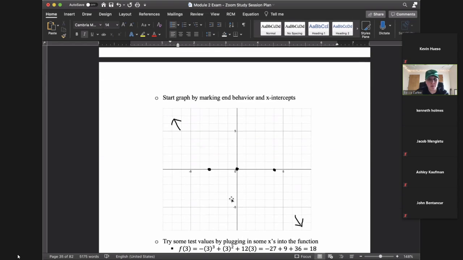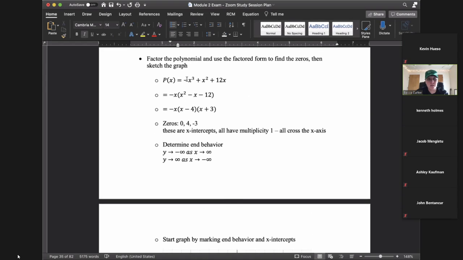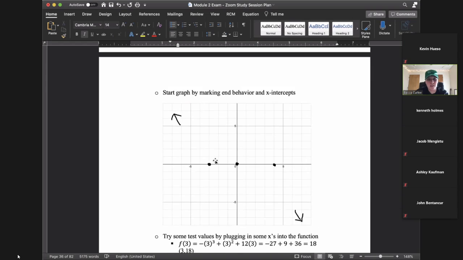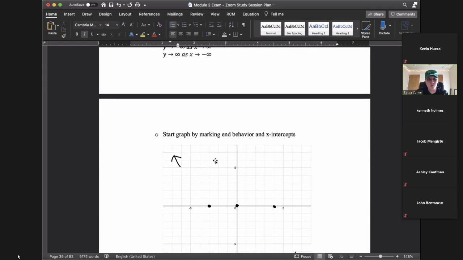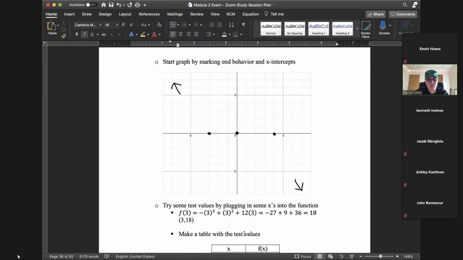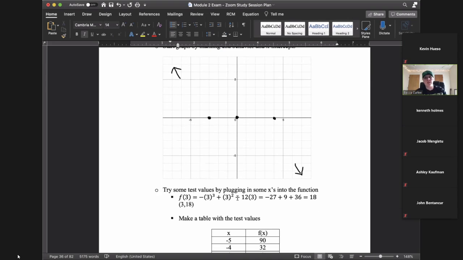All right, so start by marking the end behavior and the x-intercepts. So we know that that's what our end behavior is going to look like according to the coefficient and the odd degree. Then, what were our zeros again? 0, 4, and negative 3. So we've got negative 3, 0, and 4. Once we've got those marked, that really gives you enough to know, since you know it's going to cross through here and it's going to cross again and it's going to cross through one more time. You don't have to really do the test values, but if you wanted to be more accurate and actually graph the function, then you can start plugging in some values.